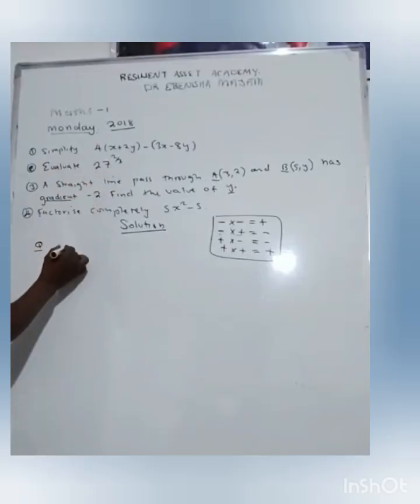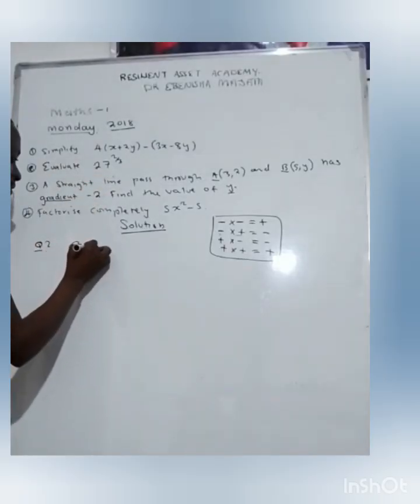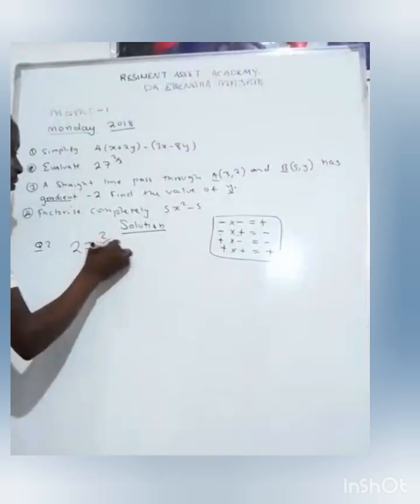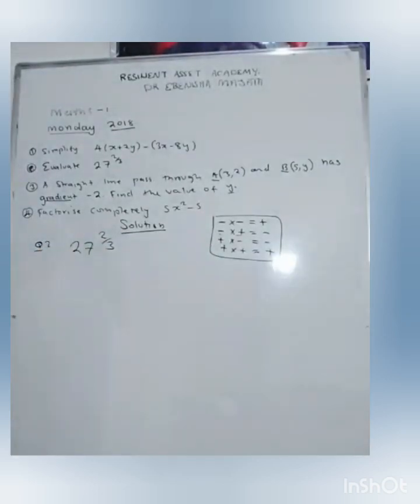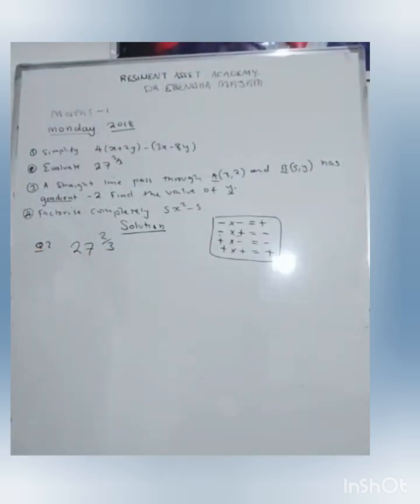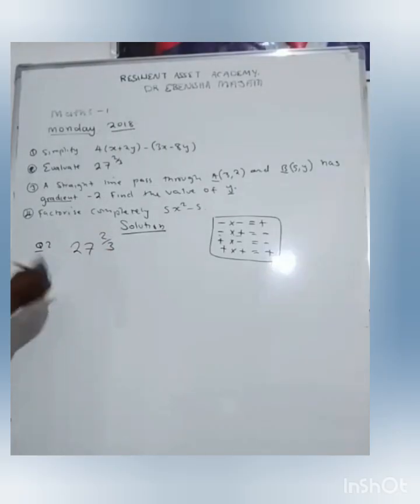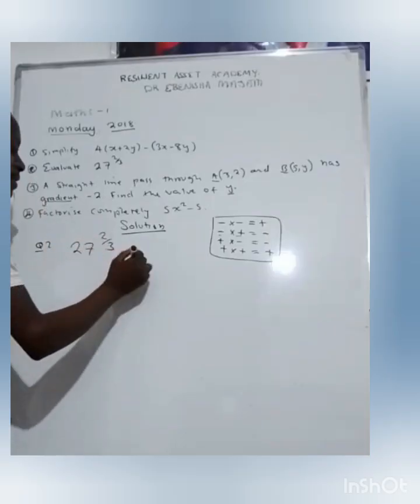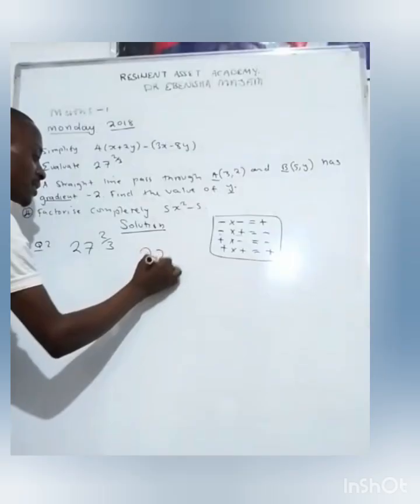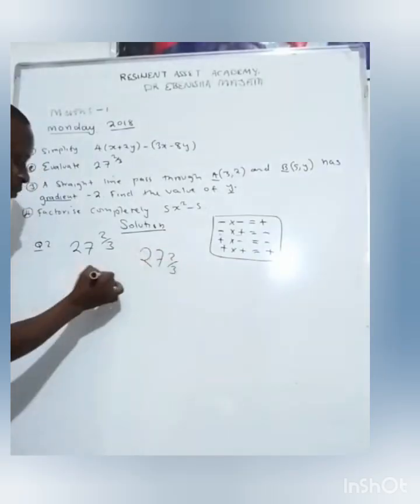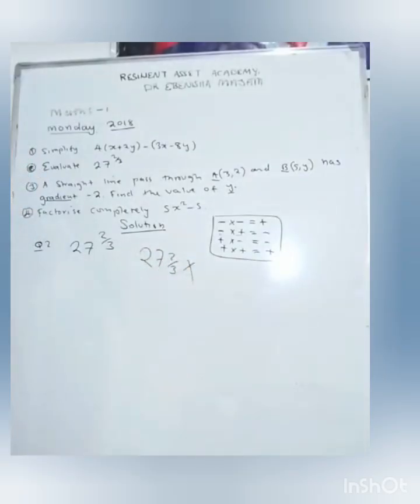Two, in the 2018 past paper, it was saying evaluate 27 to the power 2 over 3 like this. Now, when you're given a number like this, this is the power. Most people say, no, 3 times 27 plus 2. No, this is not a fraction. So this is not the same as 27 2 over 3.